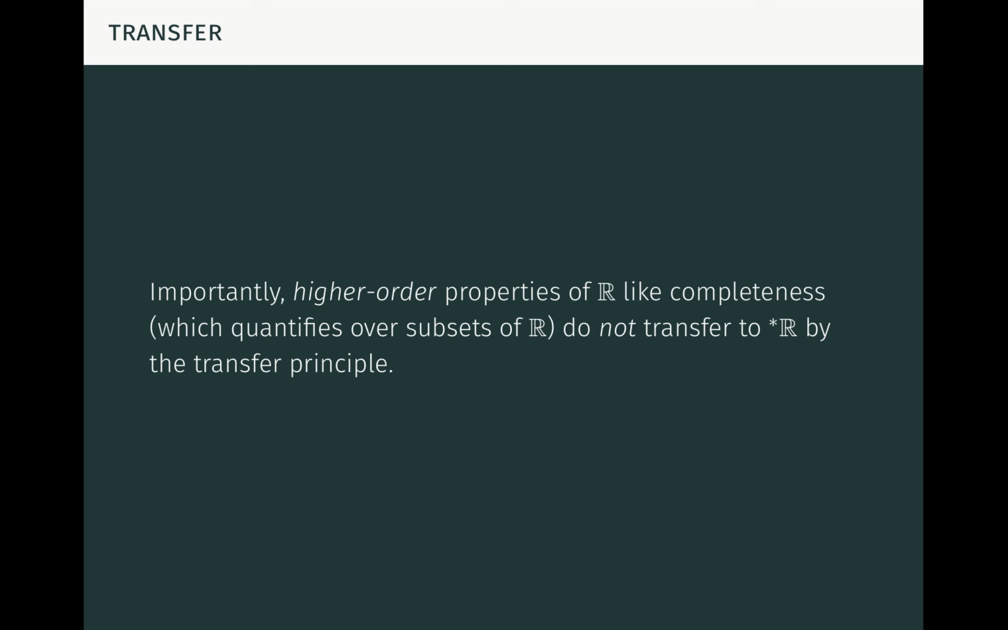Importantly, higher order properties of R like completeness, which quantifies over subsets of R, do not transfer to star R by the transfer principle. After all, star R is very different from R, so we shouldn't expect everything to transfer over.